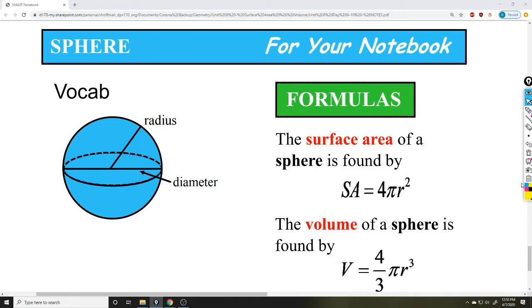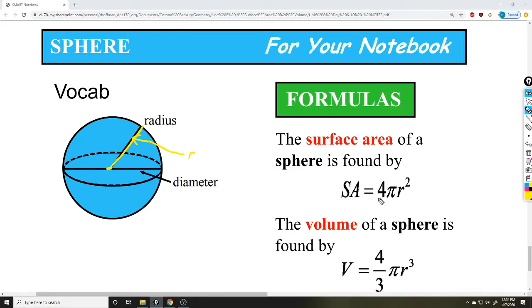All right, let's talk about spheres. Spheres are actually pretty straightforward because the only thing you really need to know in a sphere is the radius. This is the radius. It's, again, the distance from a center out to any point on the sphere. That's the only thing you need to know in the formula for surface area or volume. Once you got the radius, then you're good to go.